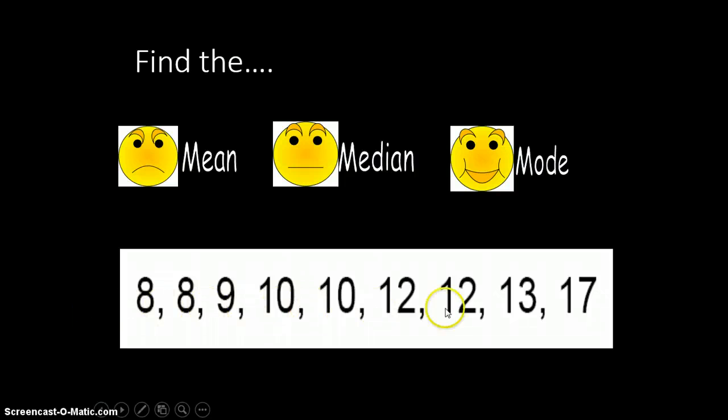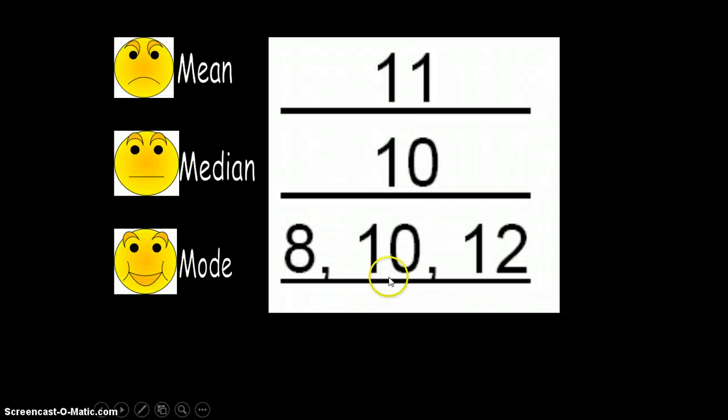So if I add all of these up, and again, you can use your calculator if you want to, I get 99, and 99 divided by 1, 2, 3, 4, 5, 6, 7, 8, 9 terms. 99 divided by 9 is 11. That's my mean. My mode, looks like I got some 8s, 2 10s, 2 12s, so 8, 10, and 12 will be my mode. And my median, there's 9 terms, so it's the middle term, the fifth, it's 10.